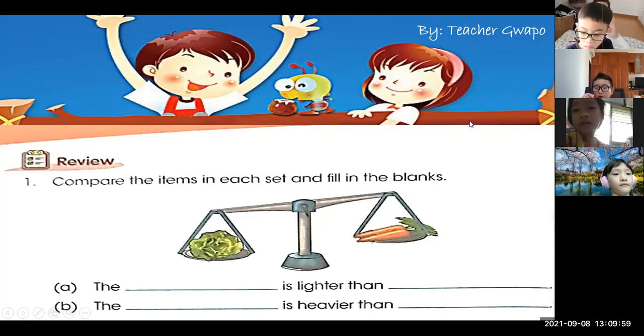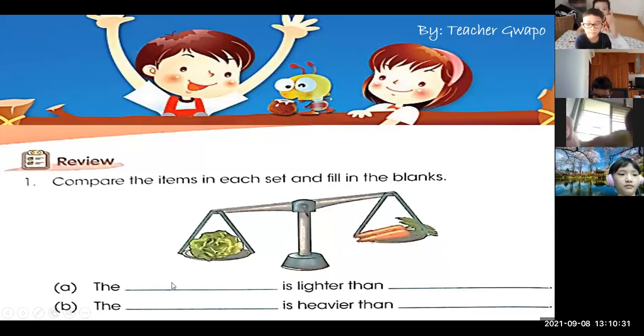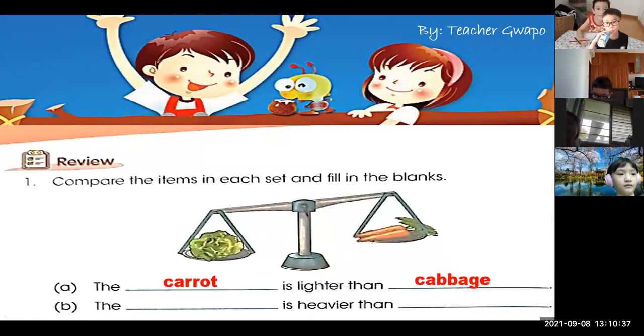Okay, anyone from the class? The carrot is lighter than the lettuce. It looks like cabbage, so I just use the word cabbage here. If it's lettuce, you can say lettuce, it's okay. We can call it cabbage or lettuce. But this one, I'm very sure it is carrot, right? So the carrot is lighter than the cabbage.